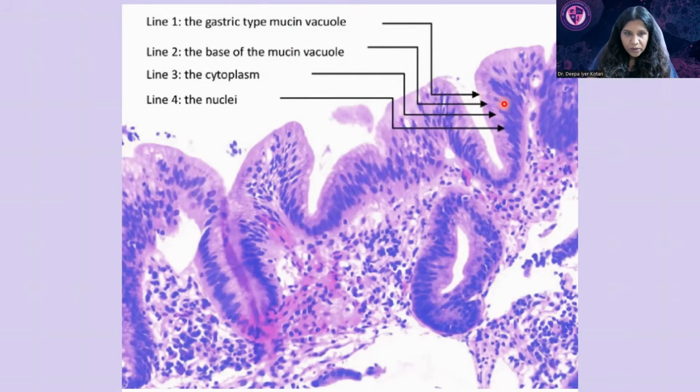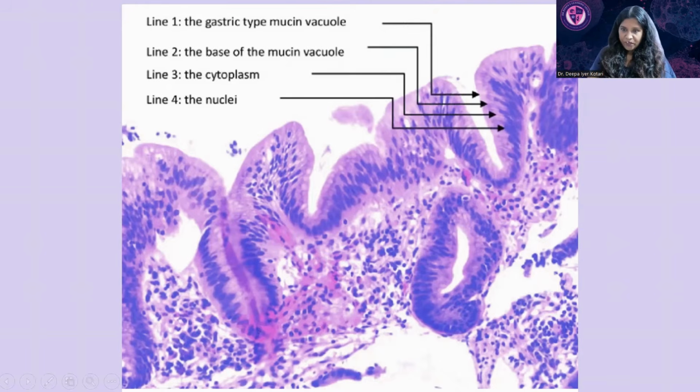And line 2 is the base of the vacuole. Line 3 is the cytoplasm. Line 4 is the nucleus. So you draw 4 lines. They should be parallel. Okay. These 4 lines have to be identified. That is the 4-line concept. So that is a very useful concept to differentiate between a reactive atypia and a dysplasia.